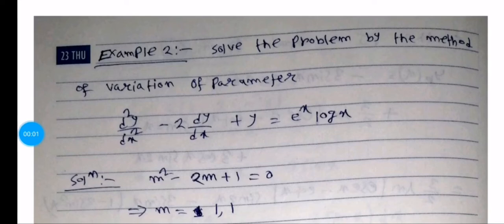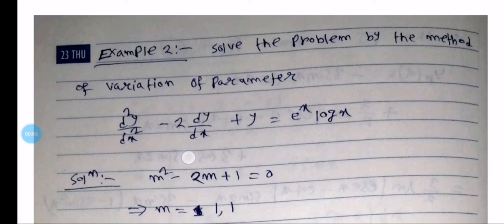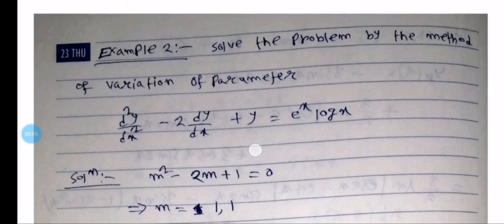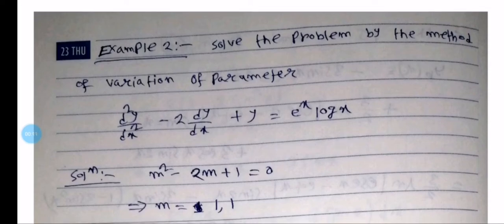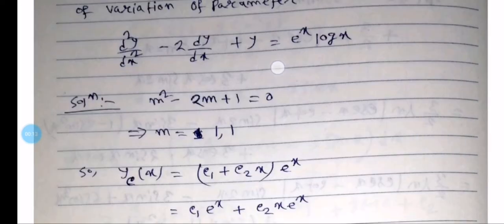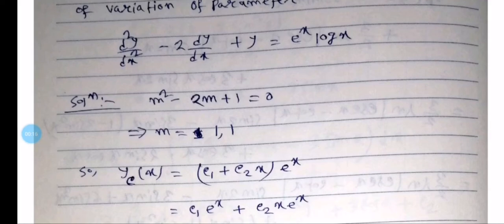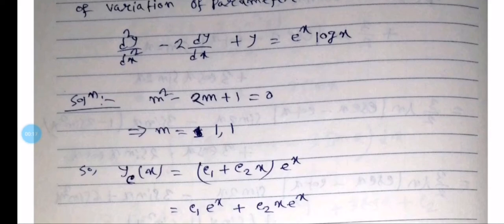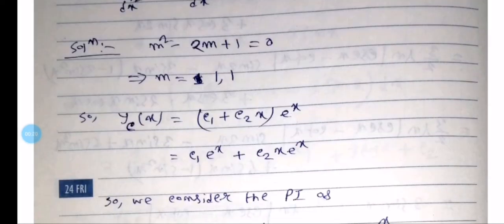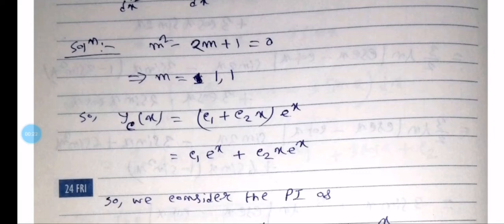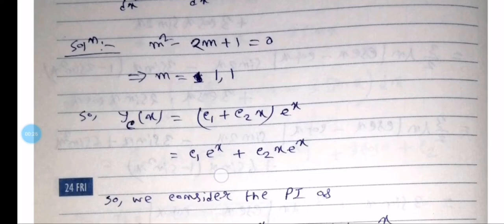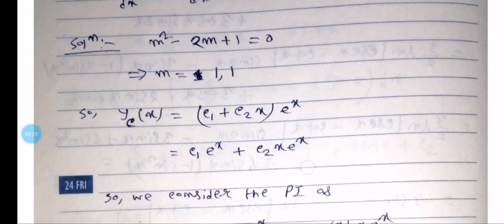So now we go to example 2, where we have taken the following equation: d2y/dx2 minus 2 dy/dx plus y equals e to the power x log x. Solving the auxiliary equation we get m square minus 2m plus 1 equals 0, so m equals 1, 1. So the complementary function CF we can write as c1 e to the power x plus c2 x e to the power x.